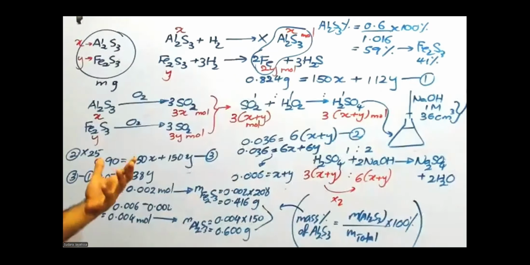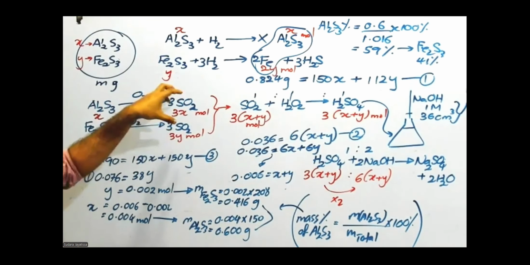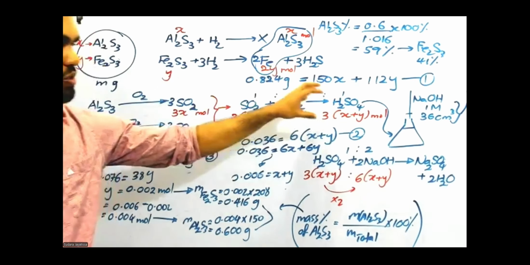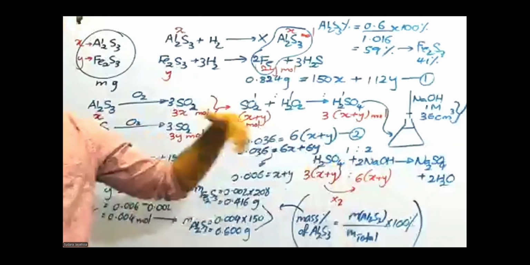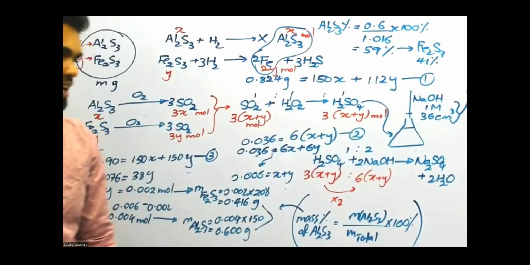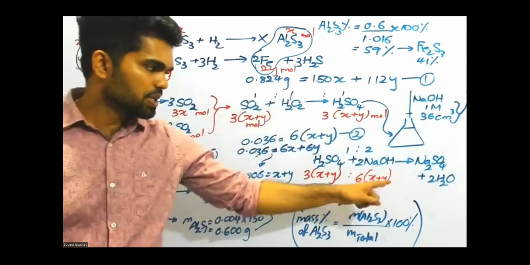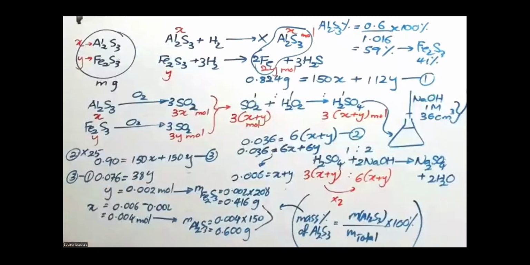And the other one, they say it is reacting with oxygen and finally releasing SO2. That SO2 is converted to H2SO4 and then it is reacted with sodium hydroxide. Sodium hydroxide moles you can find by using their concentration and volume, and that is equal to 6 times X plus Y because we made it from here. Then we can simplify the two equations using the simultaneous method, and you will get X moles as 0.004, Y moles as 0.002.